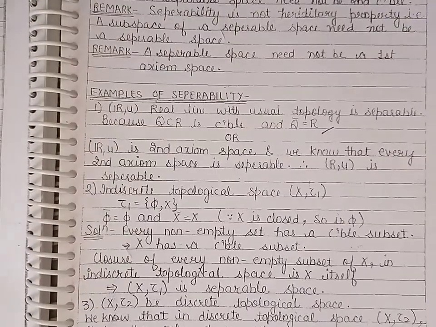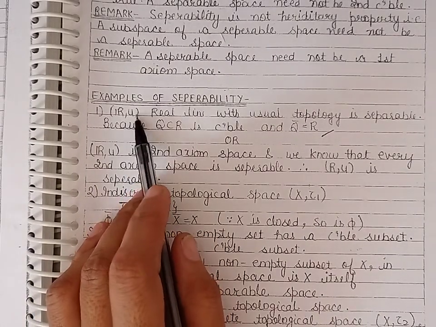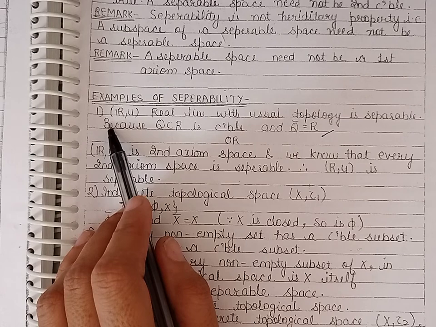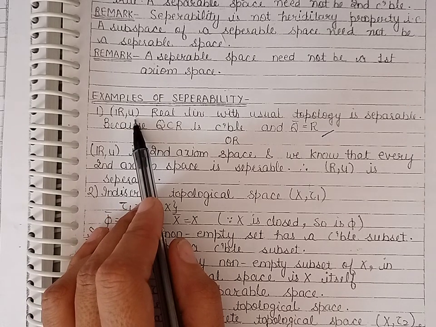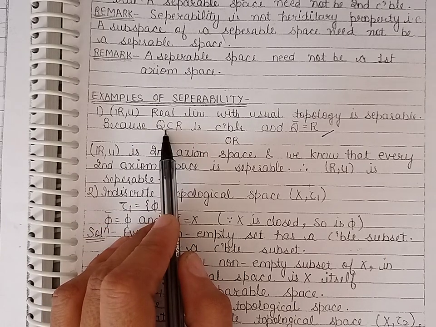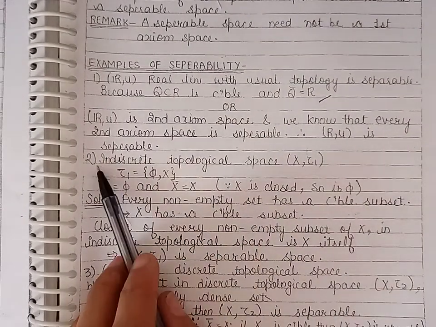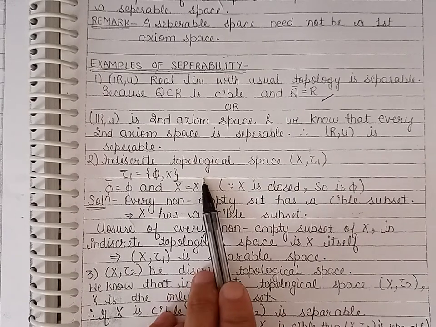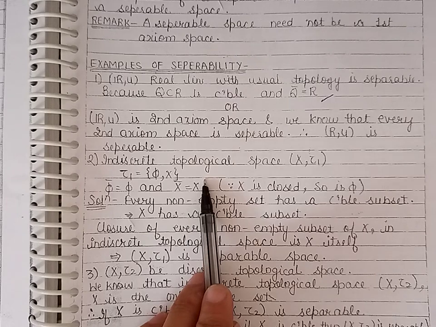Now let us see some examples of separable topological spaces. The first example, as we already discussed, is the usual topological space, which is separable because it contains the set of rational numbers as a countable dense subset. Now the second example is the indiscrete topological space. We show that the indiscrete topological space is separable.